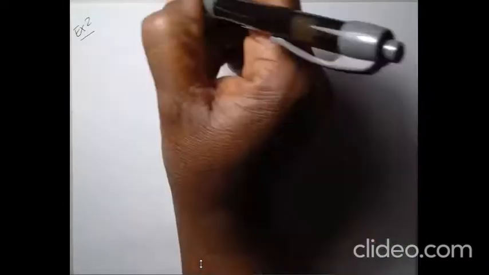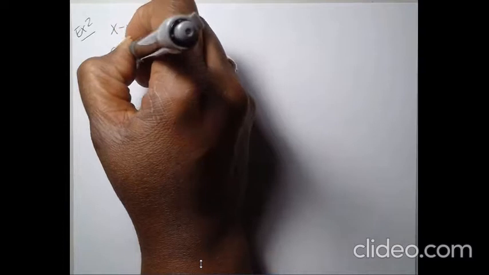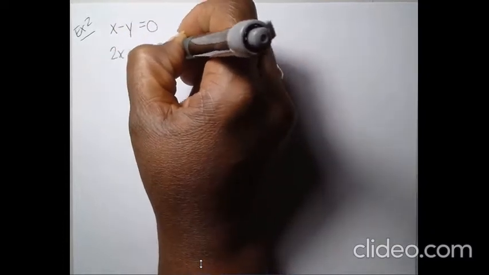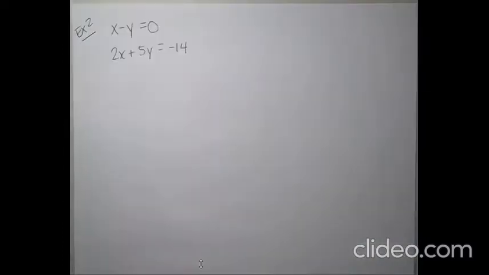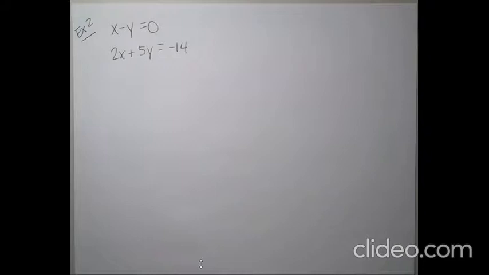Example 2. x minus y equals 0, and 2x plus 5y equals negative 14. In this case, we're going to need to get one of these variables into the x equals or the y equals format. It doesn't really matter which one, but you're going to need to get one of these variables equal to a value or an expression that includes the other variable.